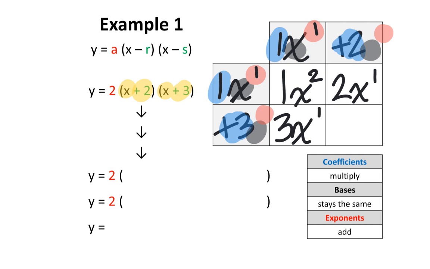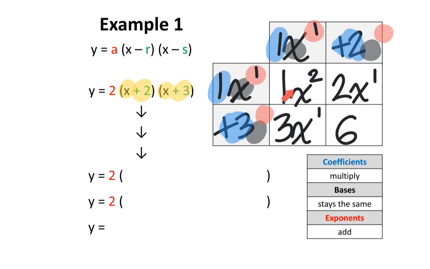We're going to repeat this process one last time when multiplying this term with this term and writing the answer in this empty box. This should be pretty straightforward since we have positive 3 multiplied by positive 2, which should give you positive 6.